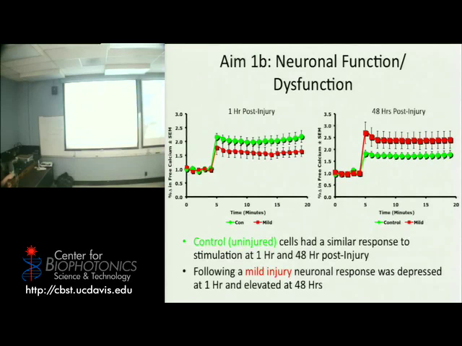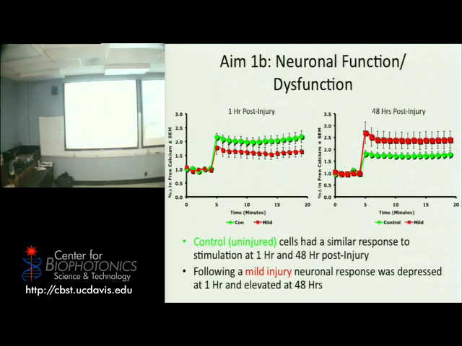I put on the glutamate to stimulate them. And the controls go up to about 2. So the ratio changes twofold. And it kind of hums along there because I keep stimulating them and stimulating them and stimulating them. After a mild injury, when I stimulate 1 hour later, there's this diminished response. So at 1 hour, the cell's responding differently.